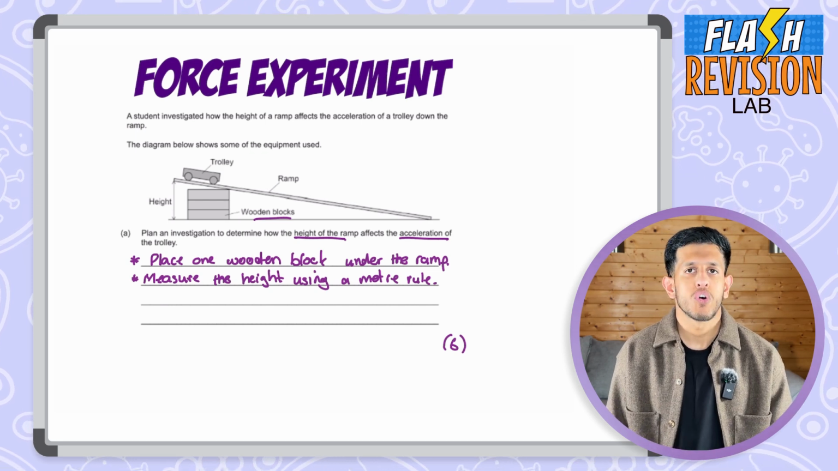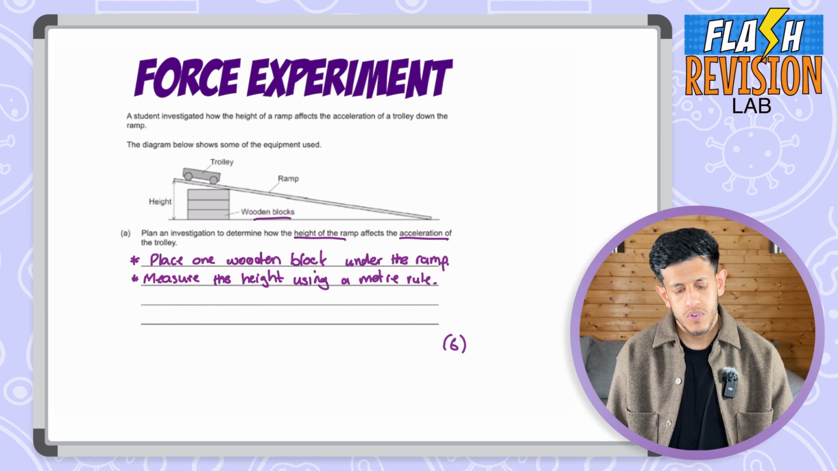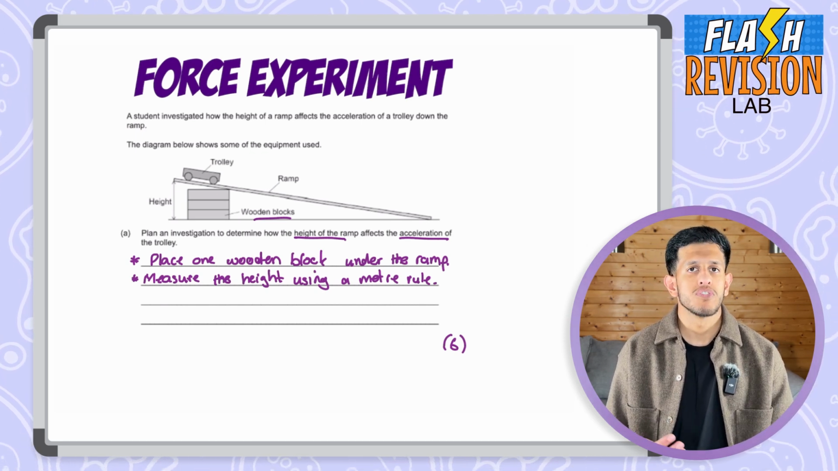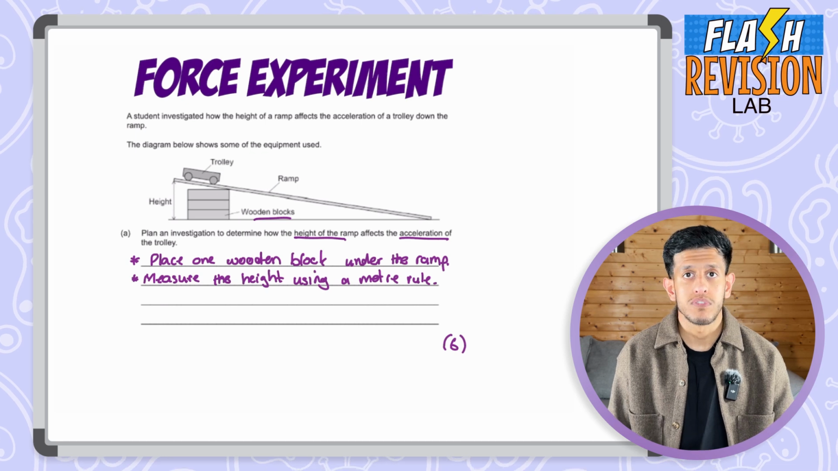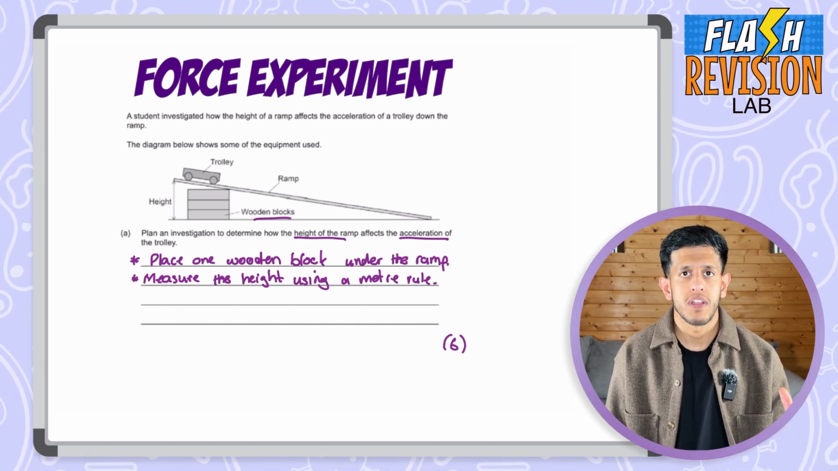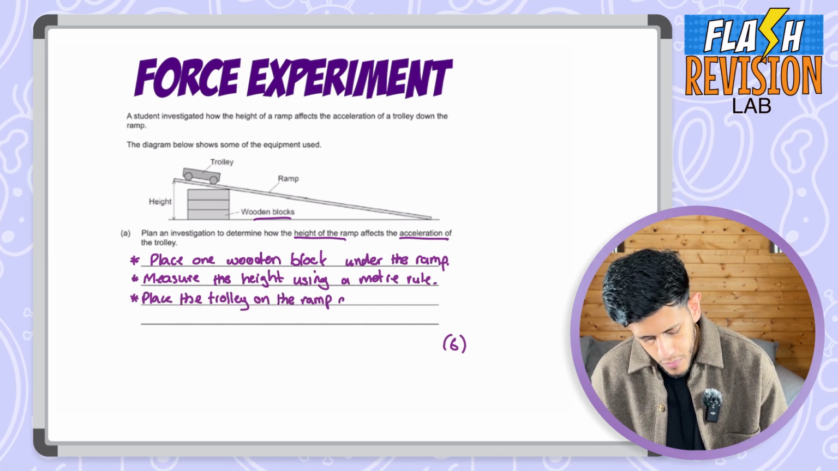Now we want to place the trolley on the ramp, and we're not trying to apply any force on it ourselves, because we're trying to see how the height affects the acceleration. If we apply a force and push it, that's going to affect the acceleration some more, so we don't want to get involved. So we just place the trolley on the ramp and let go. We're going to say place the trolley on the ramp and release it.